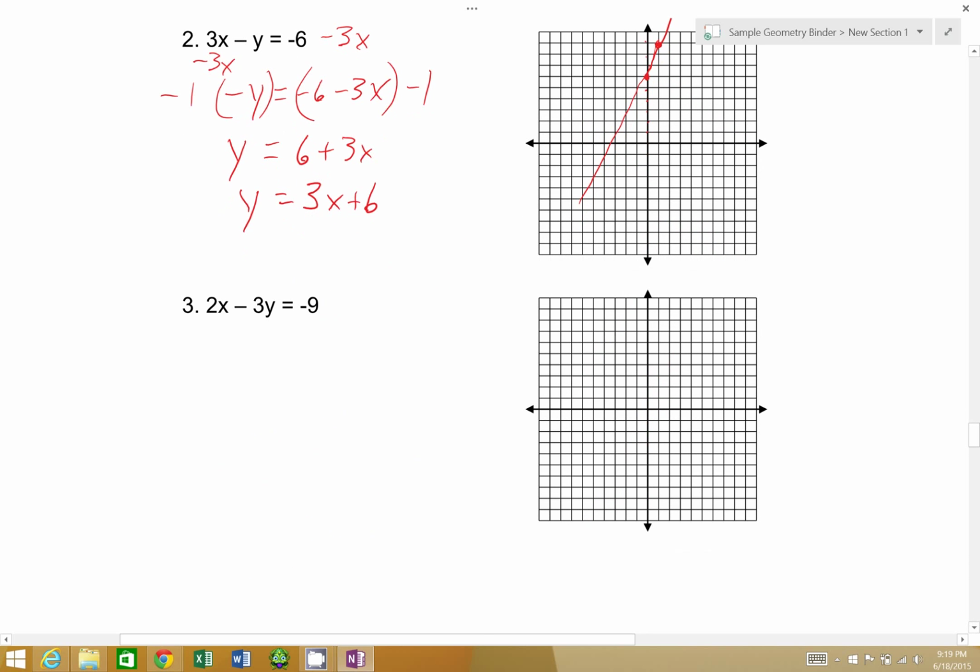I want you to try this one on your own. This is a multiple step one. Similar to what we did before, except hint, hint, you're going to use division somewhere in here. Press pause. All right, let's go through it.